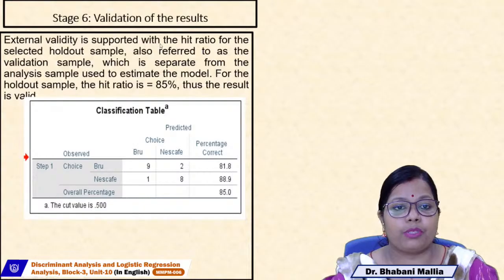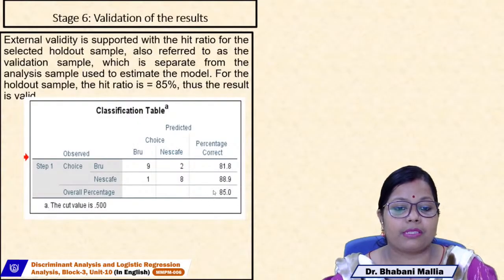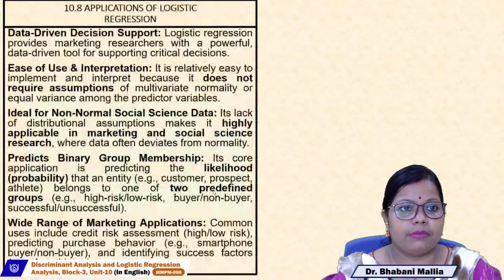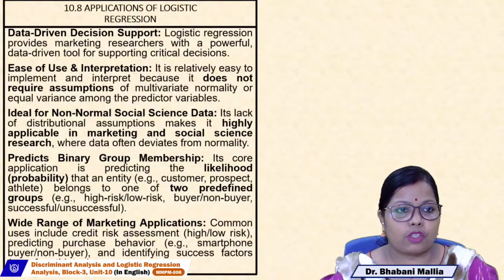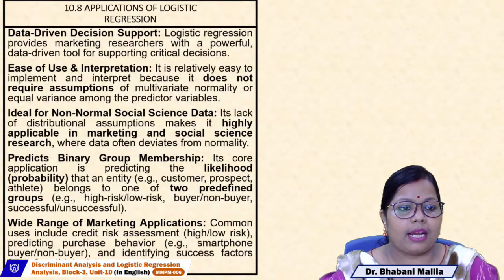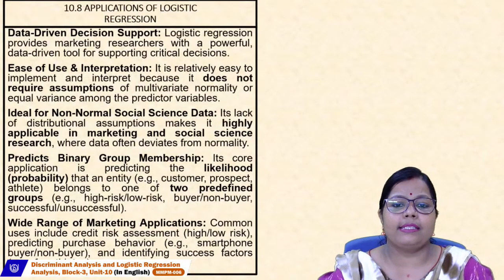External validity is supported with the hit ratio of the selected holdout sample, also referred to as the validation sample, which is separate from the analysis sample, and it is estimated at 85% overall percentage. The same way, for application of logistic regression in data-driven decision support, we should use logistic regression analysis, ideal for non-normal social science data.